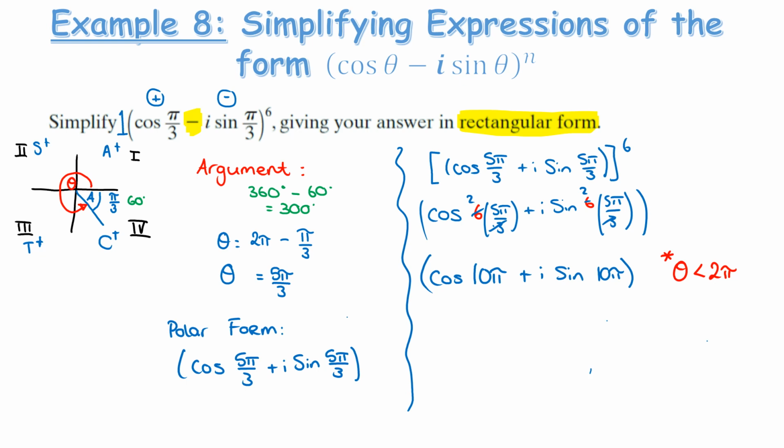Alternatively, you can go to your calculator, make sure it's in radian mode, and type in cos of 10 pi, and we should get 1 plus i sine 10 pi, and that's i times 0, and that basically gives us our final answer of 1 plus 0i. If you're asked for rectangular form, I would include both the real part and the imaginary part, even if that imaginary or real part is 0.